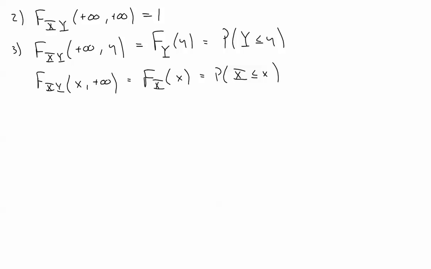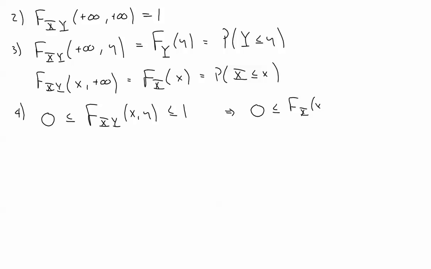Fourth property is sort of really a combination of the first property and the second property: my joint cumulative distribution function always lies between 0 and 1, just like marginal cumulative distribution functions. Recall for marginal cumulative distribution functions, this was also a property. Cumulative distribution functions are always between 0 and 1.